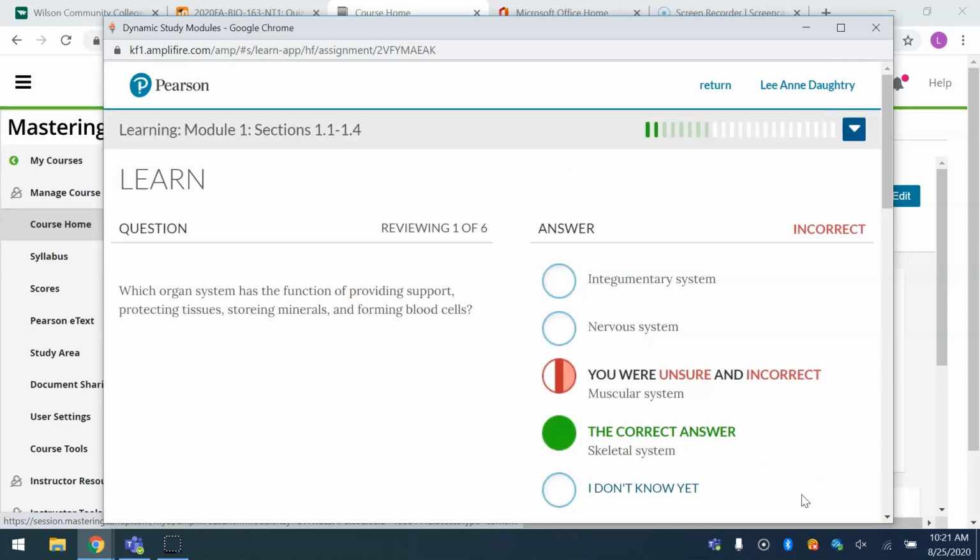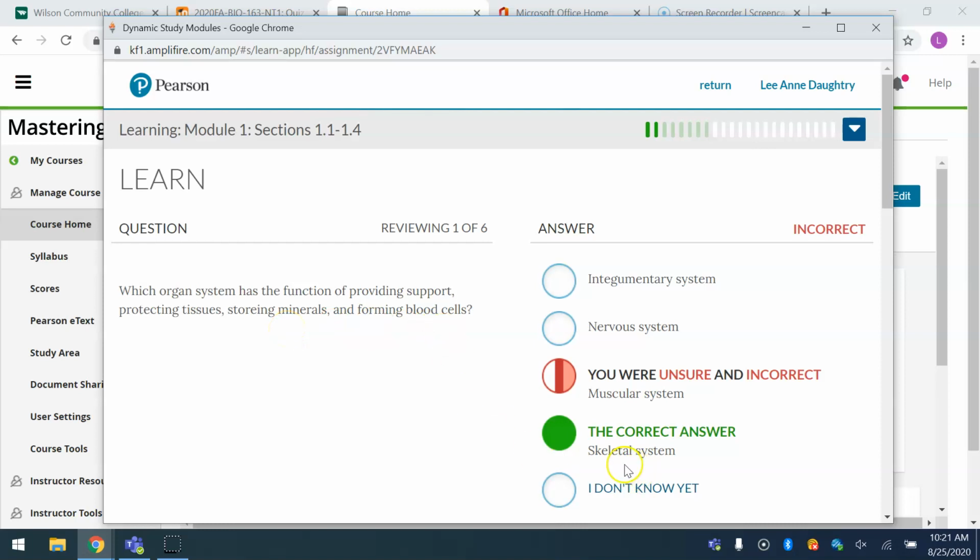Which organ system has the function? Oh, okay, this is reviewing the first 6 questions. This is the whole point of it. If you look up here at the top, this in green is what you've just done, and then in white is what you've got left to do. So it's going to go back on the questions that you weren't sure about and that you were incorrect on, and then it's even going to review you a little bit with the ones that you were unsure about that you got correct.